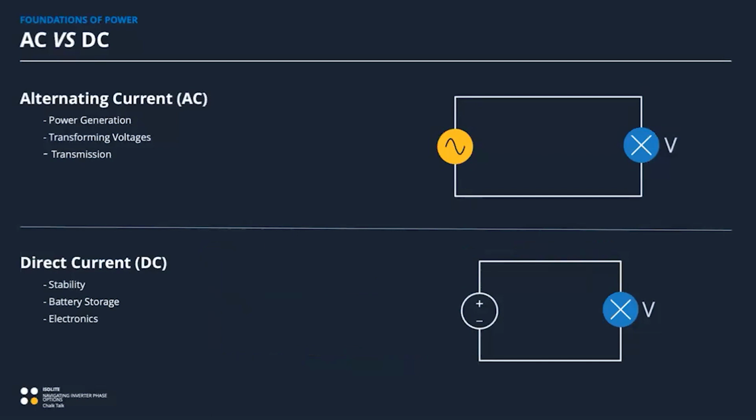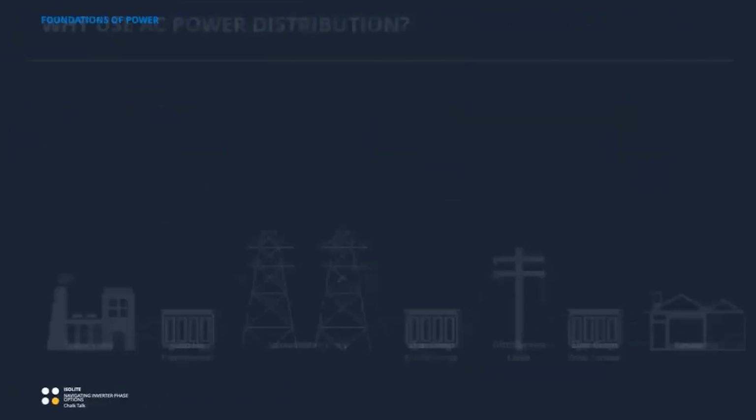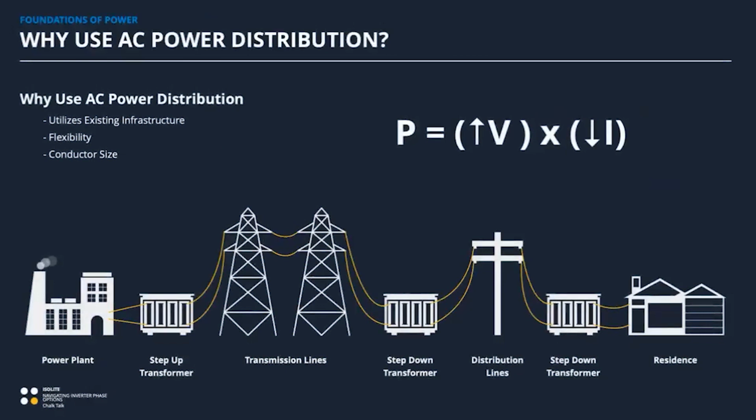But the key of AC and the reason why we use it in power systems is really because of a very technical reason. And that's that changes in currents create magnetic fields, and magnetic fields means that you can have things like transformers. And so this is a simplified example of how a power system would work, right?